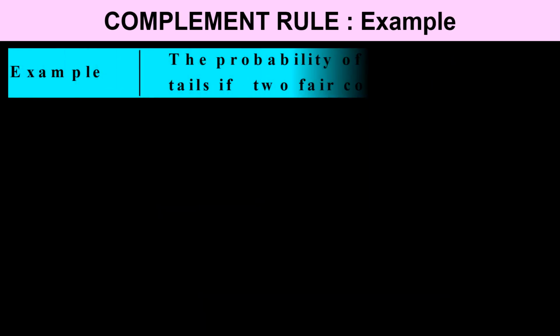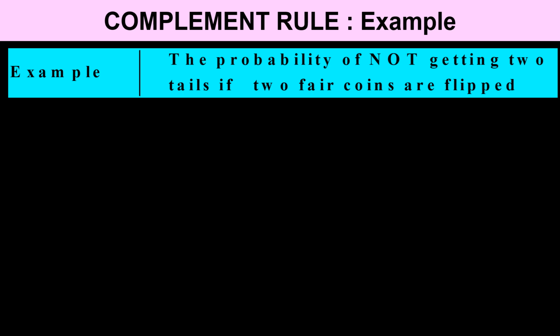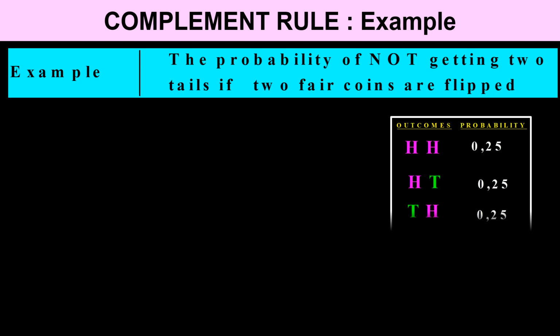Consider an example. We want to determine the probability of not getting two tails if two fair coins are flipped. So let's look at the sample space and the outcomes. Those are the 4 outcomes we can have: heads, heads, or heads, tails, or tails, heads, or tails, tails. And these are the associated probabilities that we previously calculated as well.